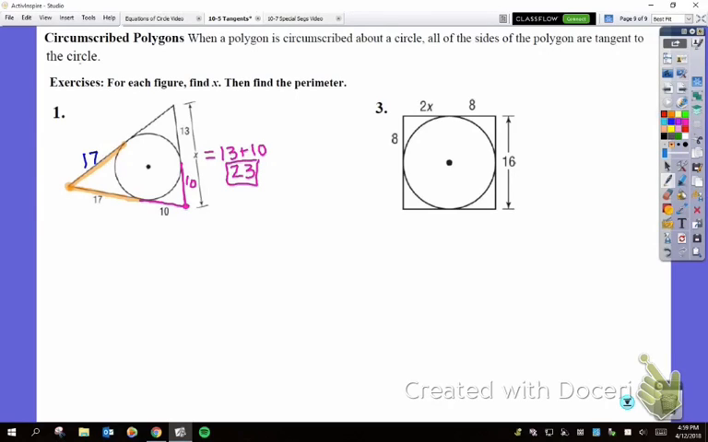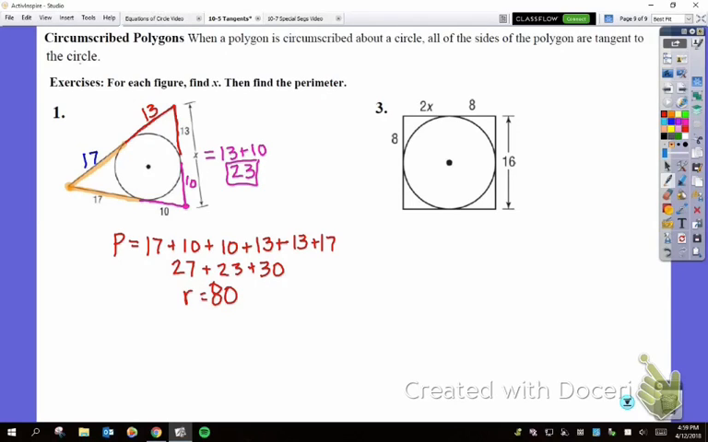Then your other piece here is that if this piece up here is 13, then this side would also be 13. Now if you remember, when we talk perimeter, that means we're just adding up all of our sides. So we would say 17 plus 10 plus 10 plus 13 plus 13 plus 17. When you add all of those up together, you end up getting 27 plus 23 plus 30, which gets us to 80 as our perimeter.